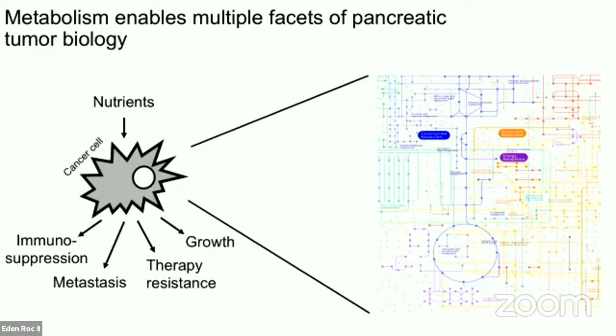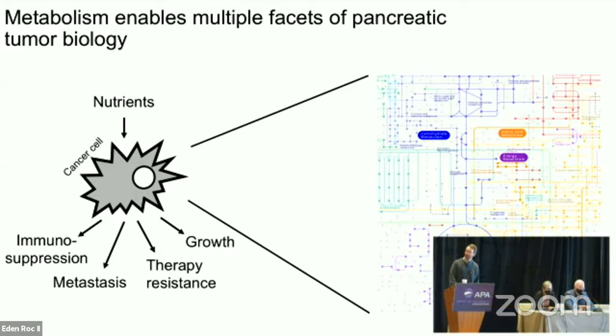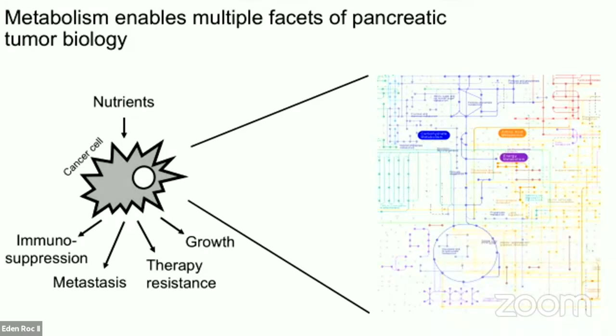As Dr. Agul alluded to a few talks ago, there's a lot of interest in the pancreatic cancer field to understand the cellular metabolism that fuels pathological phenotypes in pancreatic cancer. That is, what nutrients do pancreatic cancer cells need, and what metabolic processes do they require to process those nutrients to fuel downstream pathological phenotypes like immunosuppression, therapy resistance, and unchecked growth.